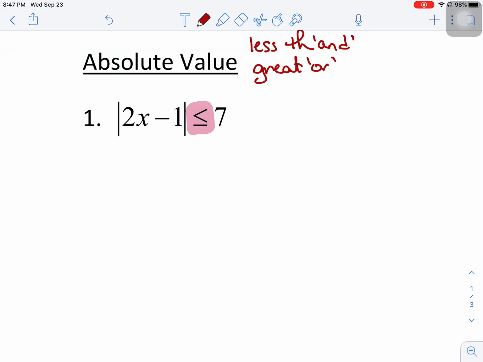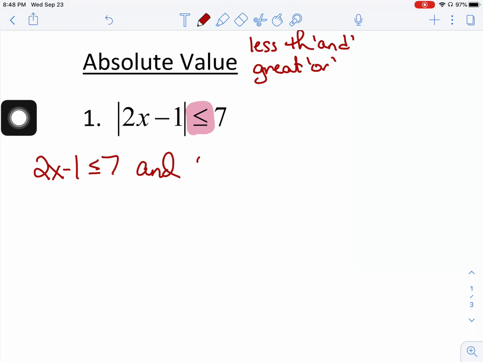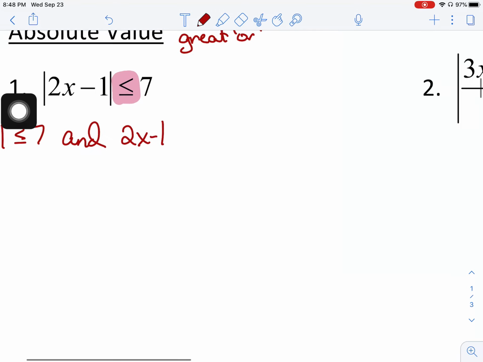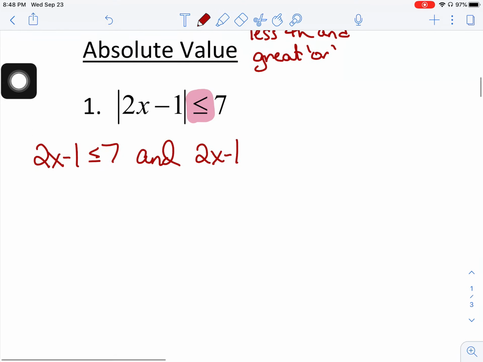So when you write this, you're going to take this inequality and write it the first time as 2x minus 1 is less than or equal to 7. Just straightforward, drop the absolute value bars, okay? This is less than, so I'm going to put "and". For your second inequality, you leave the first part alone, so it's 2x minus 1, and now you flip the inequality and take the opposite of this number. So we're going to do greater than or equal to negative 7.